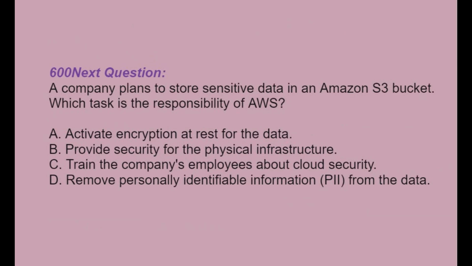Question is, a company plans to store sensitive data in an Amazon S3 bucket. Which task is the responsibility of AWS? Option A, activate encryption at rest for the data. Option B, provide security for the physical infrastructure. Option C, train the company's employees about cloud security. Option D, remove personally identifiable information, PII, from the data.